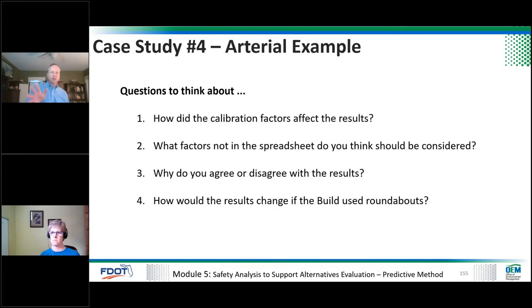I've got some questions up here for case study 4, just things to think about. How did calibration, we actually looked at that. Calibration had a pretty big impact. It was an important thing to think about and make sure you've got it in there. And then what factors are not in the spreadsheet that you think should be considered? I'm sure some of the things that were mentioned were not in there. I mean, speed, for example, is not in the spreadsheet.